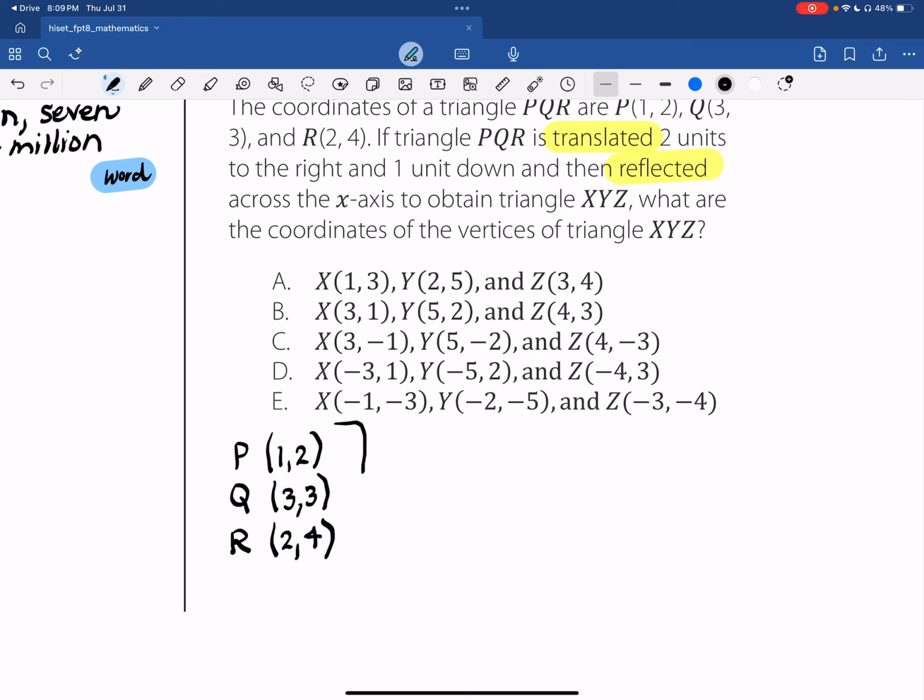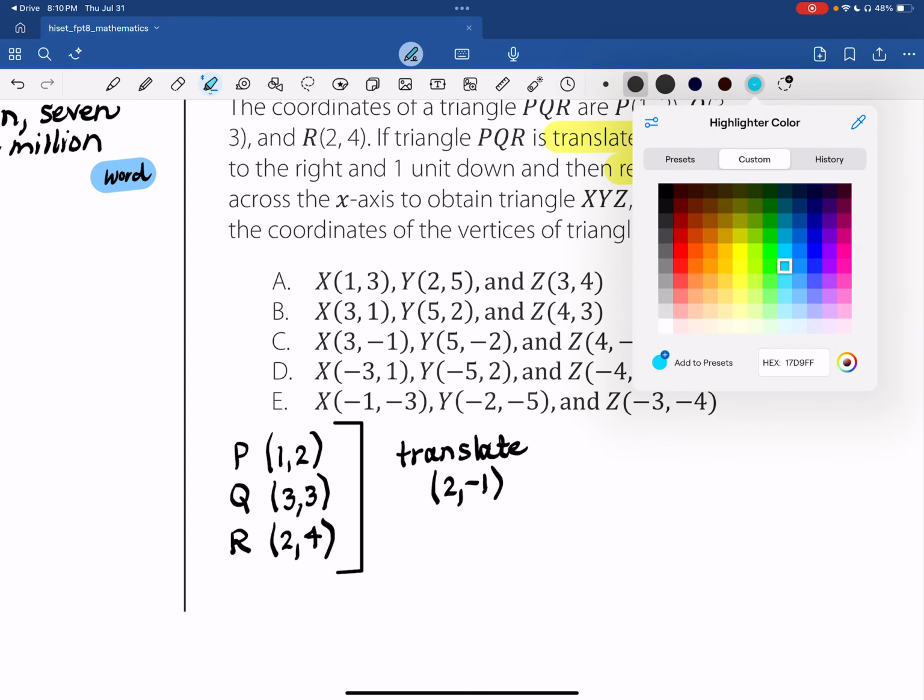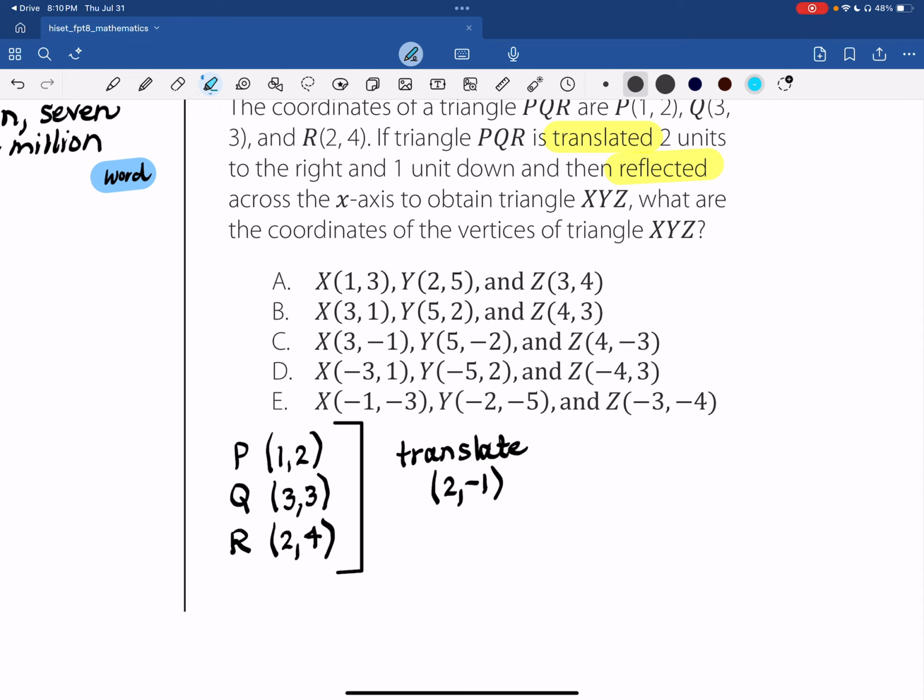So the first thing I need to do is translate those points by 2, -1. Because it says that I need to translate 2 units to the right, so that's +2, and 1 unit down, so that's -1. So I'm going to translate 2, -1. And here's what I come up with.